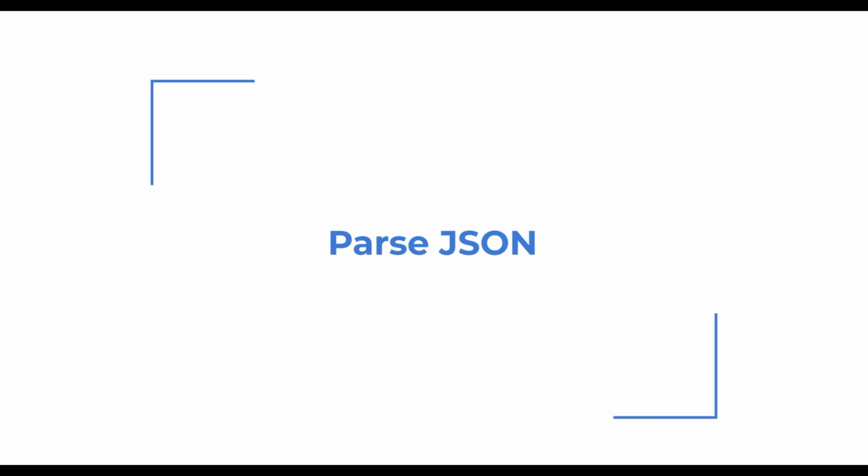In order to use JSON data, we need to take the string and convert it into JavaScript. This is a process known as parsing. It is really easy to do using a single command.